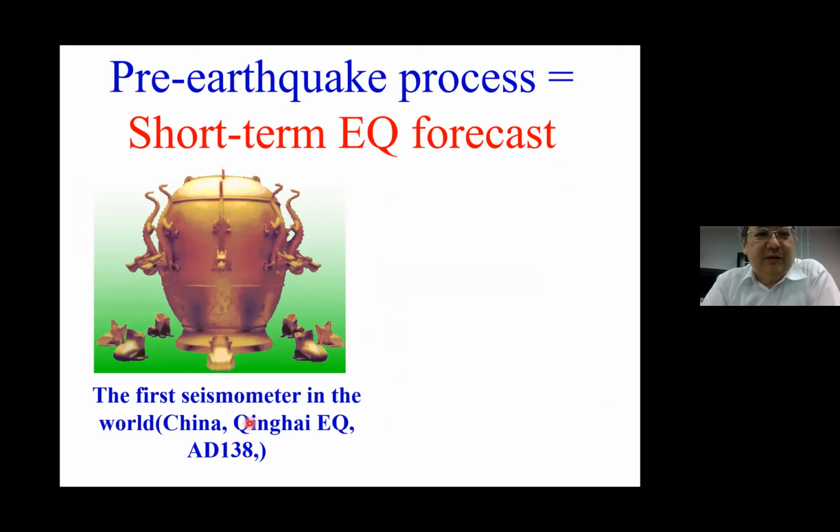This is our first seismometer in the world. Actually, it was developed in China. There are records. This seismometer recorded the Qinghai earthquake of AD 138. This is a world record anyway. China was also attacked by huge earthquakes, and the emperor would like to control the disaster.